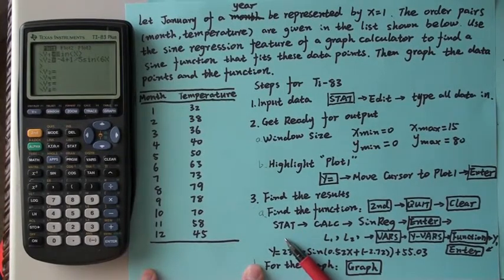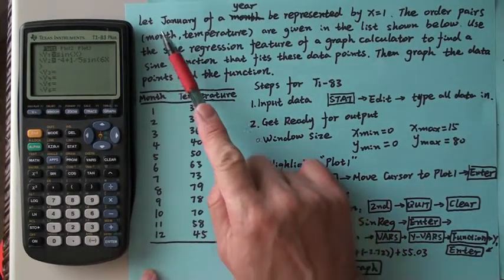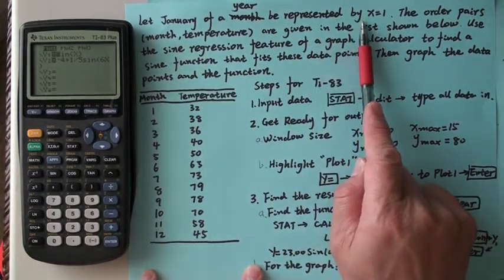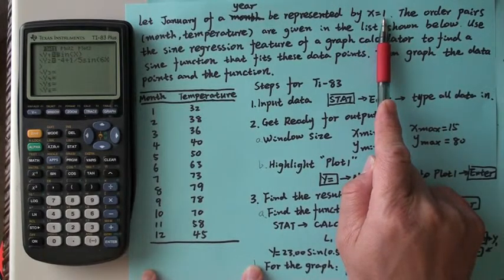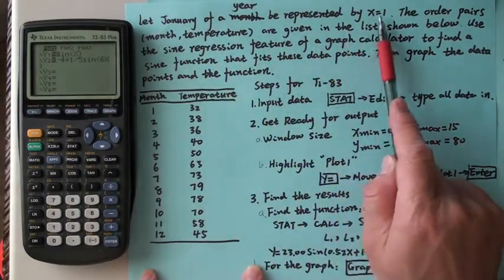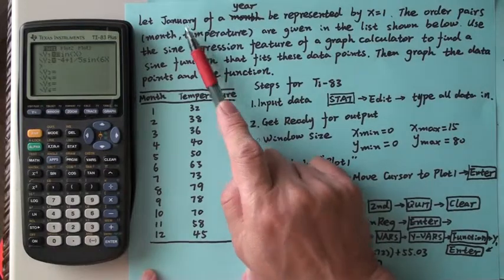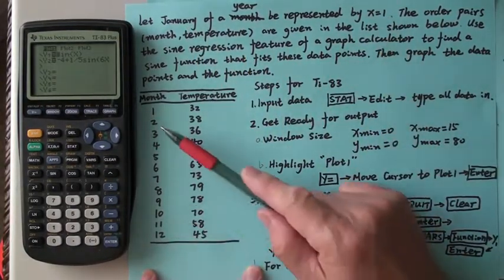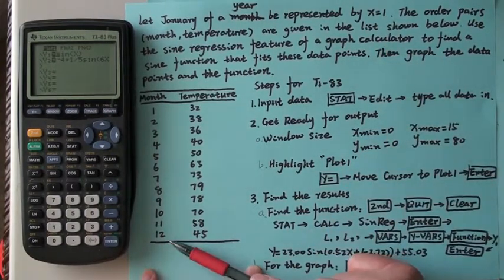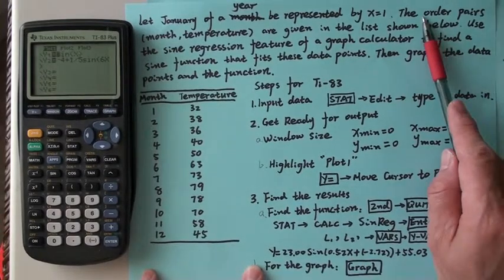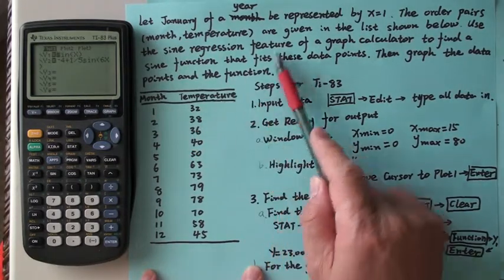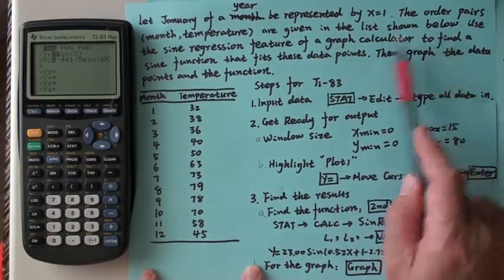Let's look at this example. This example says: let January of a year be represented by x equals 1. So this basically tells us that x equals 2 will be February, x equals 3 will be March, and x equals 12, from 1 to 12, will be December. Now the ordered pairs, month and temperature, are given in the list shown below.